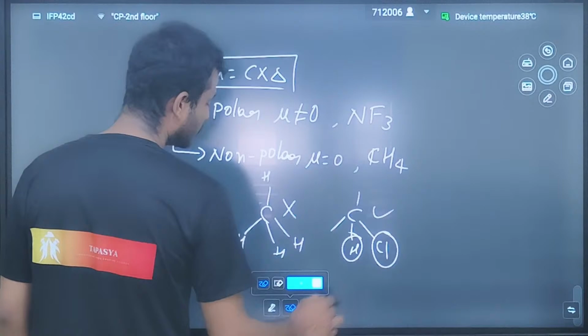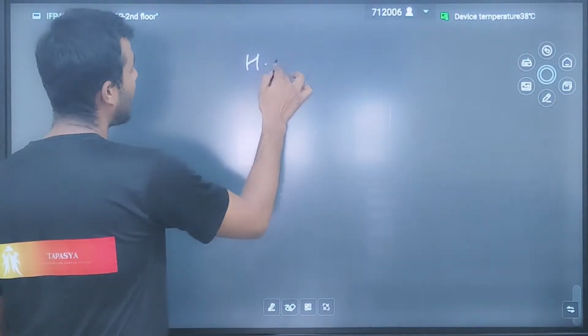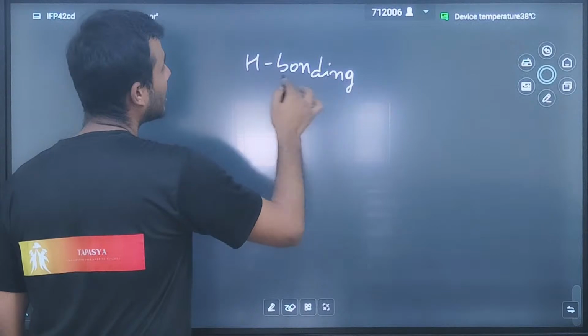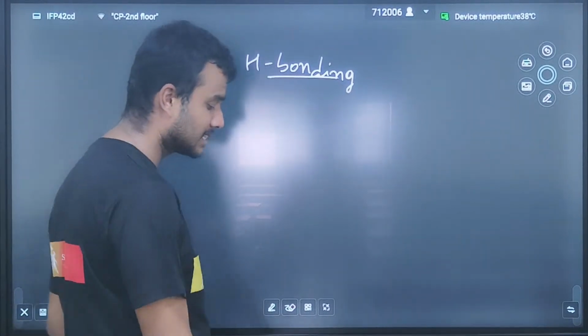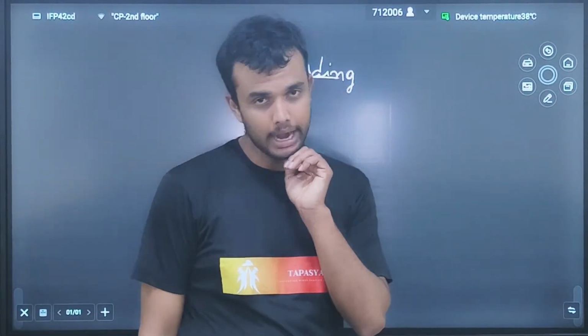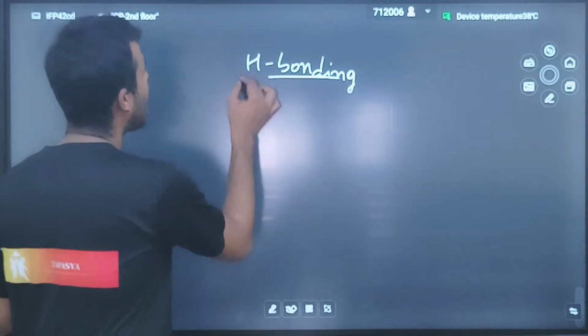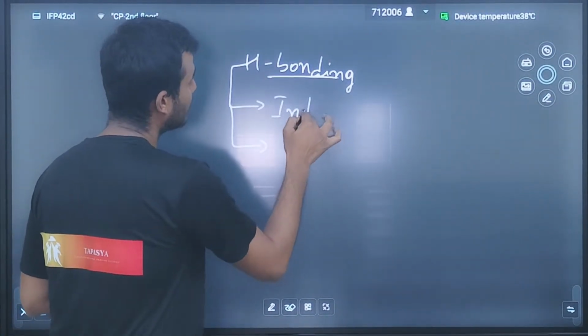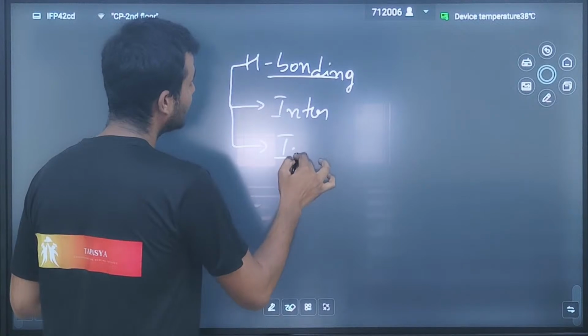Then hydrogen bonding, which you already studied in organic chemistry. Hydrogen bonding is nothing but where high electronegativity is there. Hydrogen bonding is an example of a weak bond, and also van der Waals bonding. Very simple. In the case of hydrogen bonding, we have two types. One is inter hydrogen bonding, and another one is intra.